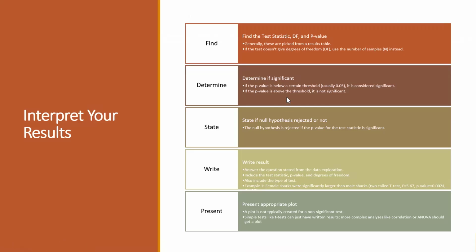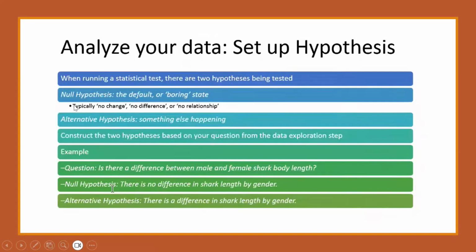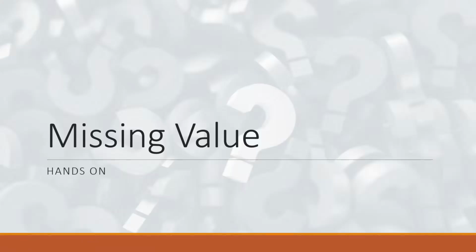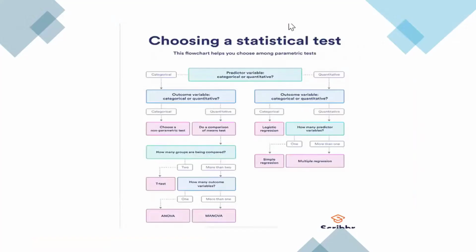Okay, so here you will first write about the test and determine if it's significant, state what was your hypothesis, and then write the result. Okay. Similarly, what is a null hypothesis? Null hypothesis is a boring hypothesis that there is no difference, and it is mostly when it is more than 0.05. Missing value, we have already done a hands-on workshop.